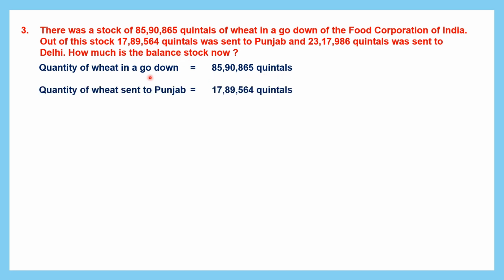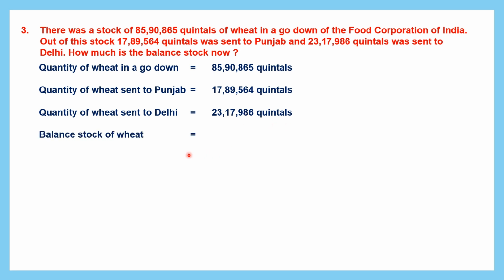And quantity of wheat sent to Punjab is 17,89,564 quintals. Now how much was sent to Delhi? Sent to Delhi is 23,17,986 quintals. Now we have to find the balance stock. Now to find the balance stock, what we need to do is first we need to add up these two. How much of wheat was sent to Punjab and how much of wheat was sent to Delhi. So we have to add up that.